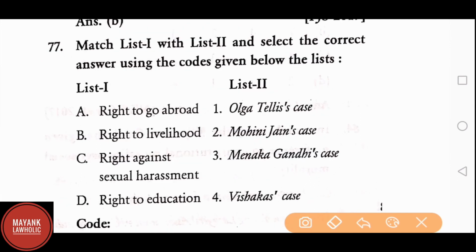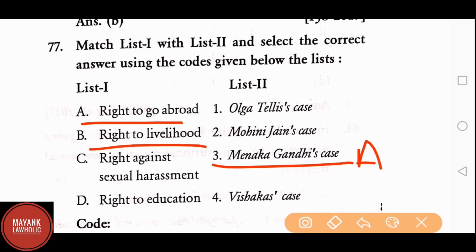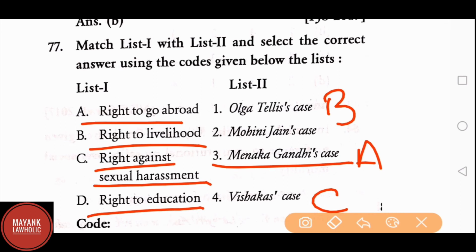Question number 77. Match list 1 with list 2 and select the correct answer using the codes given below. Right to go abroad, it was held in Maneka Gandhi's case. Right to livelihood, held in Olga Tellis' case. Right against sexual harassment was held in Vishaka's case, and right to education was held in Mohini Jain's case.